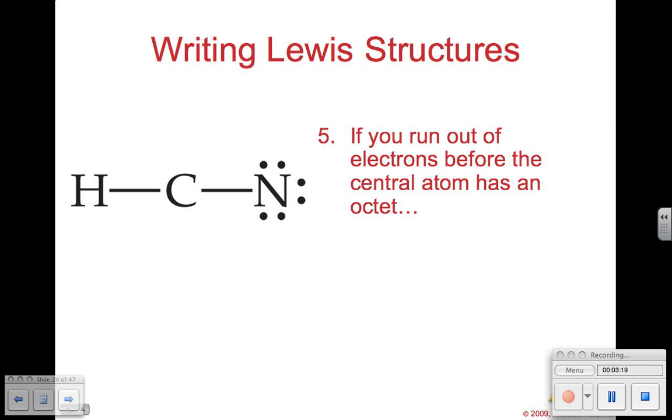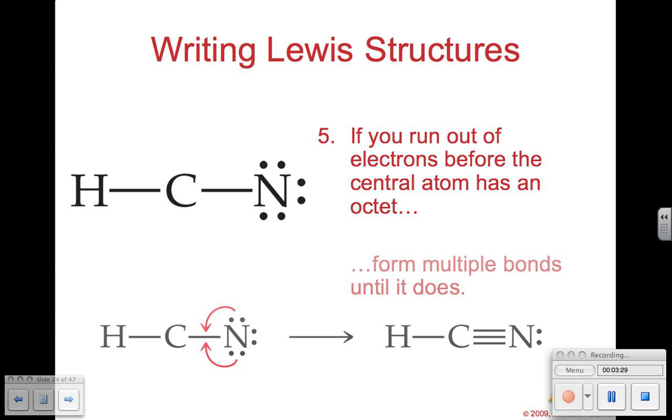Now, let's say we have an example where we run out of electrons before we can put electrons in the central atom. That's when you start making multiple bonds so that all of the atoms fill their octet. In our example here, we have the carbon and the nitrogen bonded with only a single bond. The nitrogen then shares 2 pairs of electrons, making a triple bond between the carbon and the nitrogen, and thus completing the octet of both nitrogen and carbon.